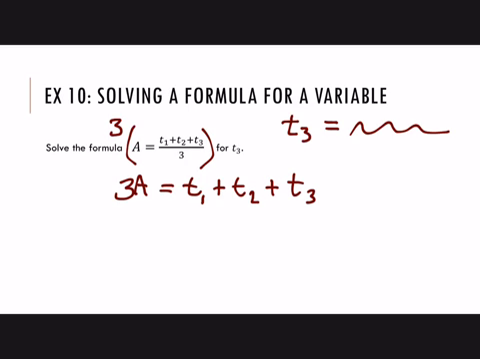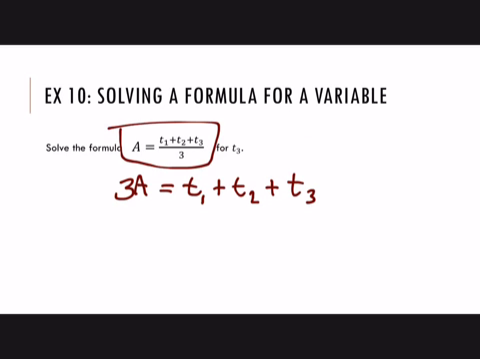Alright, and just if you're interested, notice this formula may look a little bit familiar to you. Maybe if I tell you that A stands for average, maybe T1, T2, and T3 represent 3 different test scores. So how do you find the average of 3 test scores? Well, you just add them up and divide by how many there are. Divide by 3.